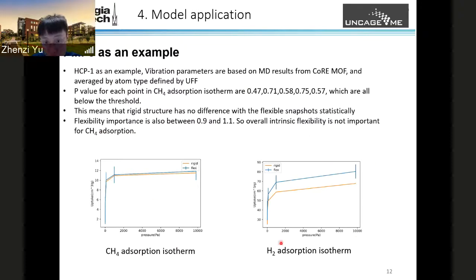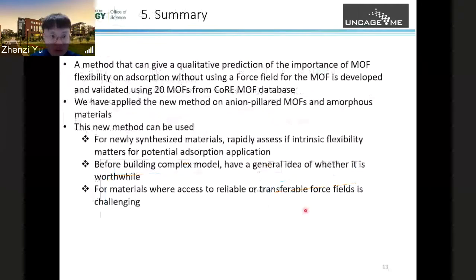However, hydrogen adsorption is another case in which the intrinsic flexibility is important. To give a summary, a method that can give a qualitative prediction of the importance of MOF flexibility on adsorption without using a force field for MOFs is developed and validated using 20 MOFs from the CoRE MOF database.